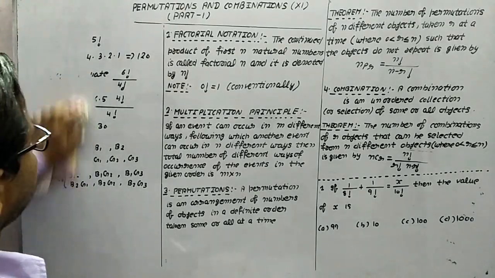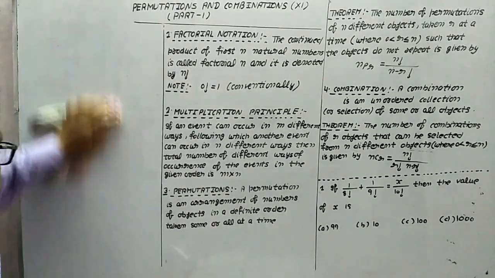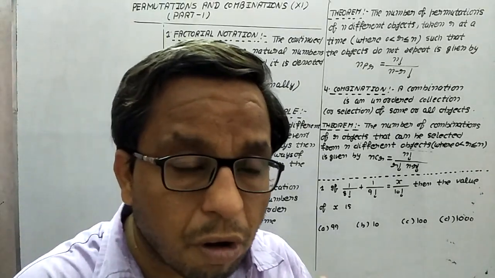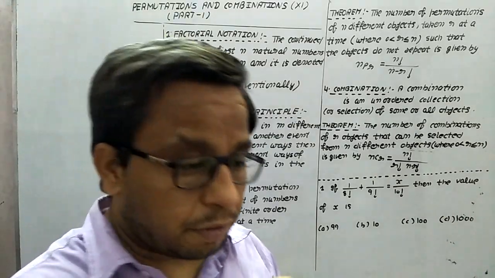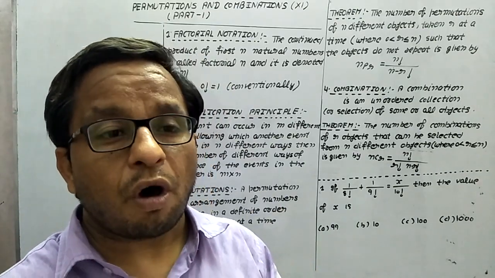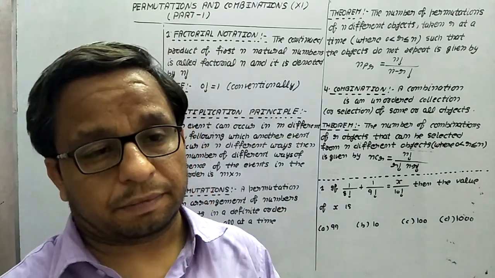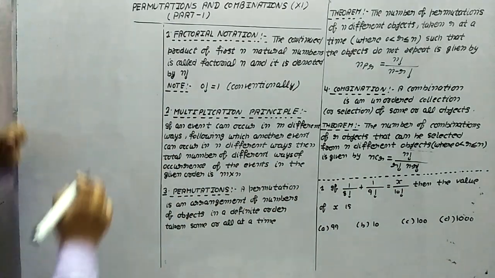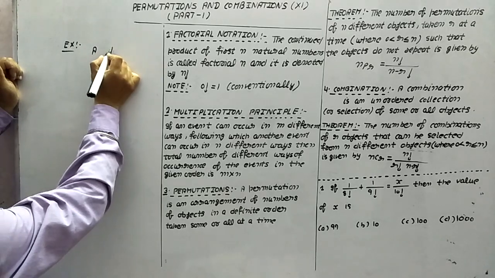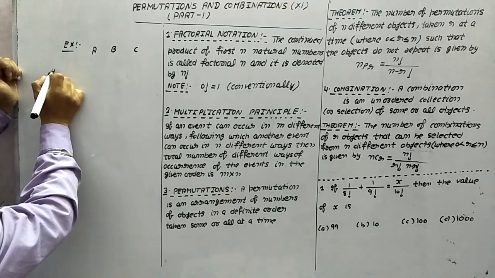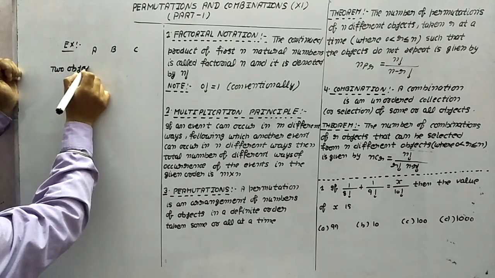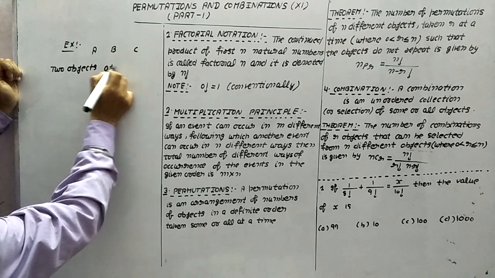Now let's go to another part, permutation. Permutation means arrangement of objects or numbers. One more thing, combination. Combination means selection of objects or anything. So let's start with permutation with one example. If I have three objects A, B, C, and I have to arrange two objects at a time.